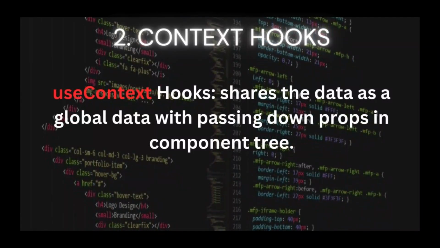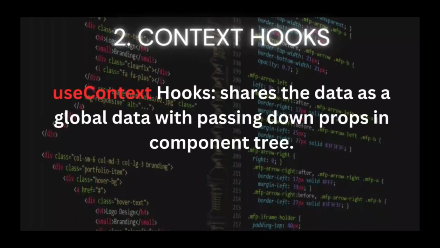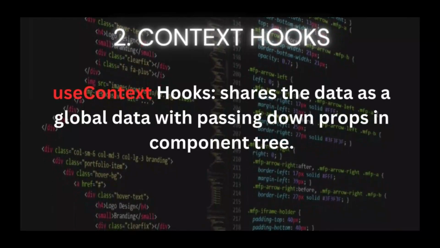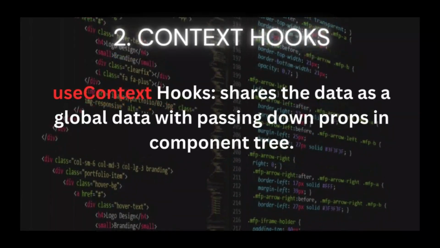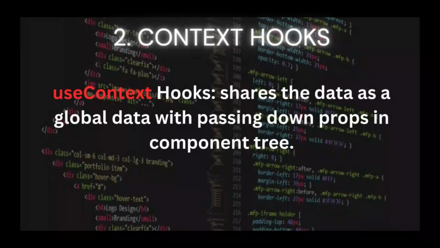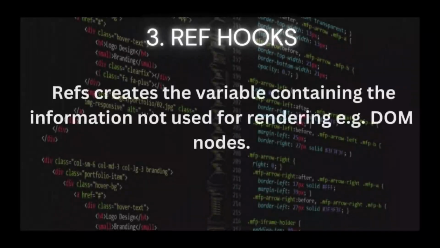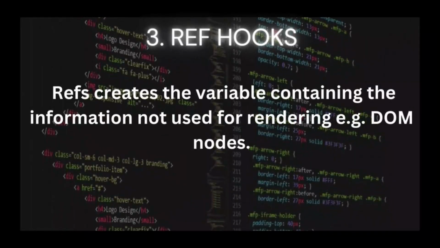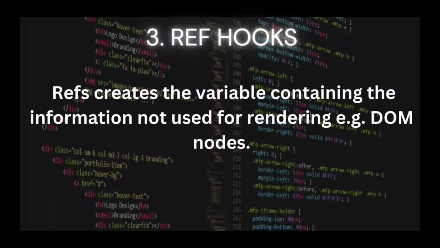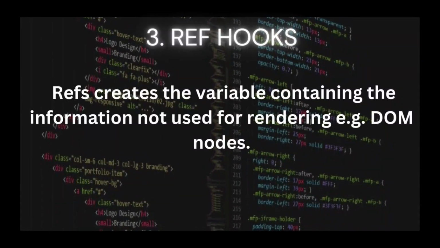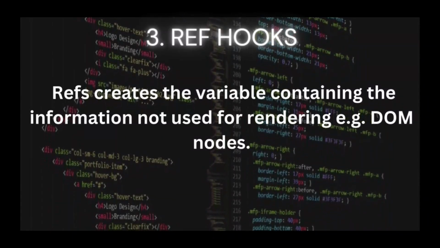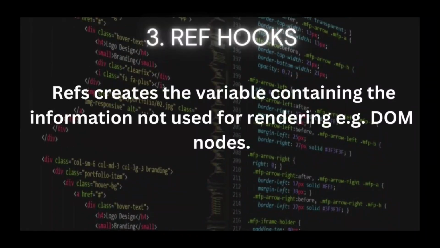So rather than the tradition of passing information through props from one component to another, you can declare a global state and it's accessible from any of your React components, right? So we're going to explore that. Another category is called the React ref hooks. Refs create a variable containing information not used for rendering, e.g. DOM nodes. The React hooks that fall under this category are useRef and useImperativeHandle.